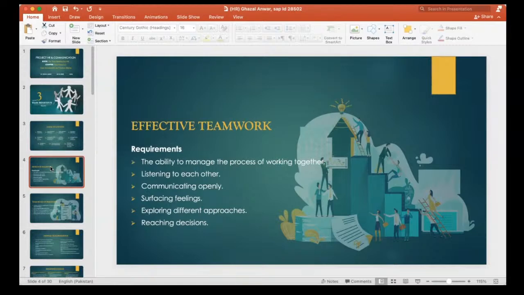Like a person should be able to work in a group, in an environment of diverse people. A person should listen to each other. A person should have an ability to communicate openly with the other person, and should have an ability to see others' feelings. He should explore different approaches, explore different things, and have an ability to reach decisions.